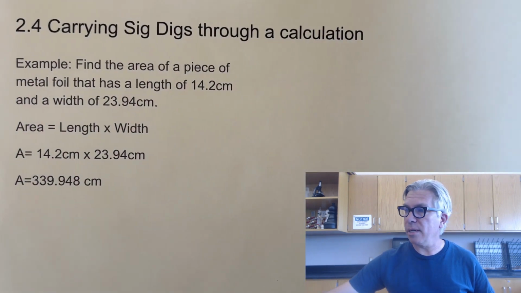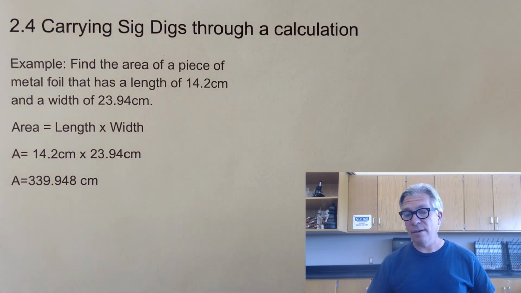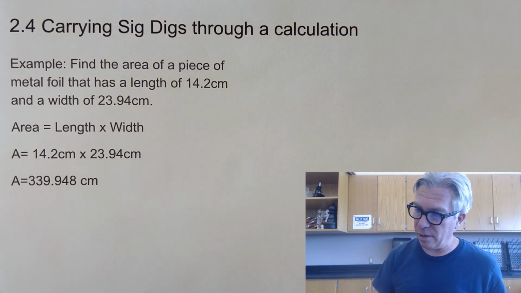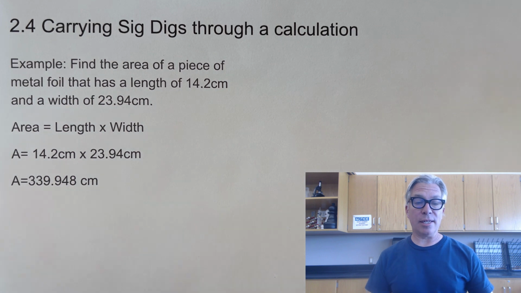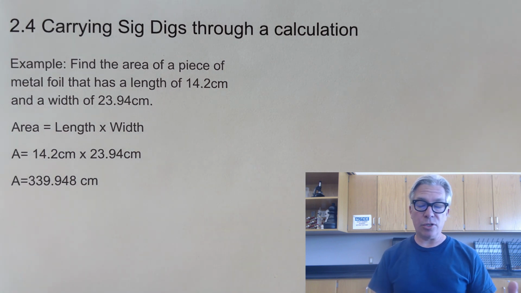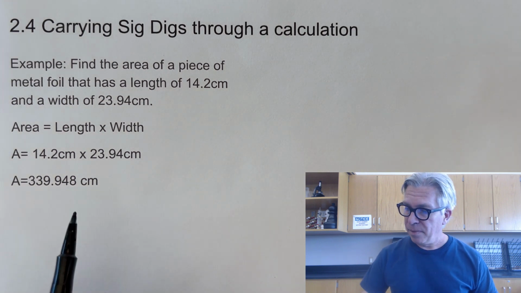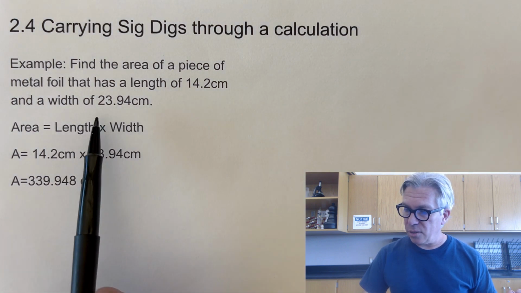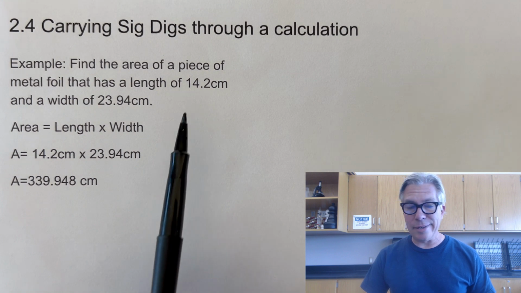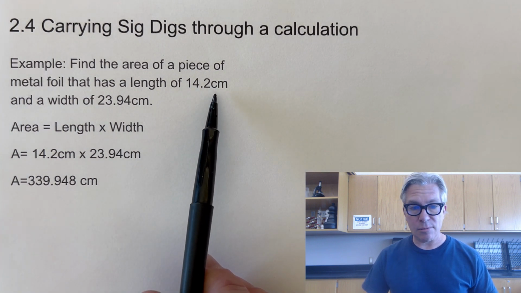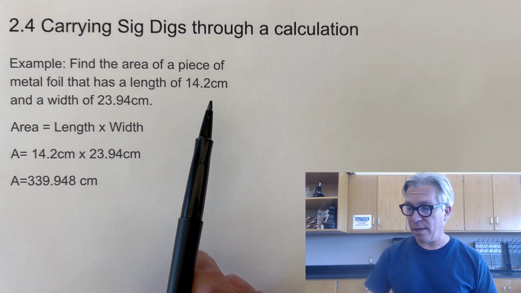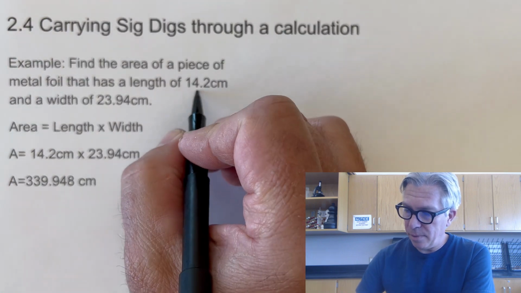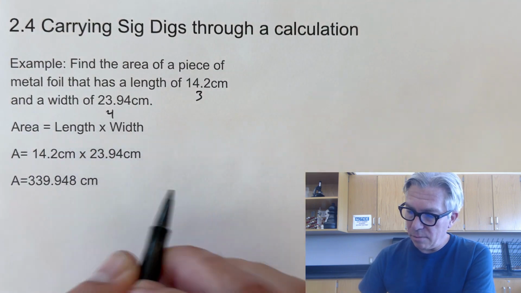Here we're multiplying. We do a lab in chemistry class where we find the area of a piece of metal foil in the process of finding its thickness. I made a video on that if you're interested and you have done that lab. The metal foil has a length of 14.2 centimeters and 23.94 centimeters. Somebody didn't read to the correct number of decimal places up here, but that's what we got, 3 and 4 digits. So count them, 4. Length times width, so you're going to multiply them together.